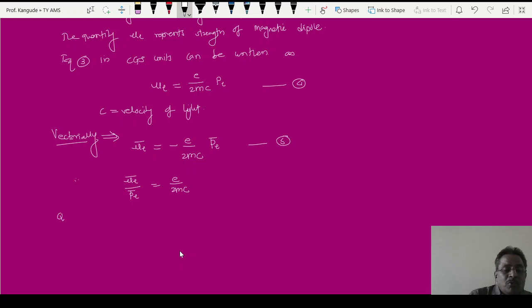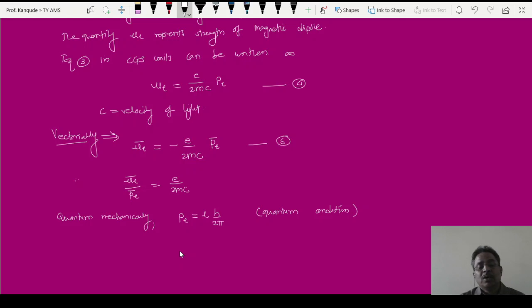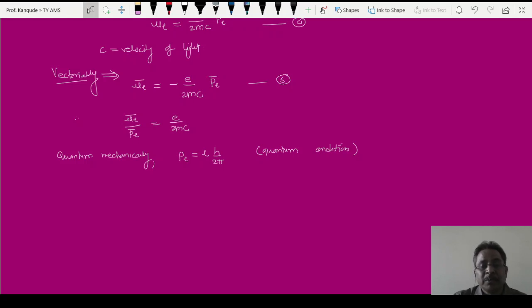And again, one thing, quantum mechanically, we have already written this relation: PL is equal to L, the orbital angular momentum quantum number, into h upon twice pi. This is called the quantum condition. So angular momentum is an integral multiple of h upon twice pi, where this L takes the values L is equal to 0, 1, 2, 3, 4, etc., all positive integers. Okay, this is PL.